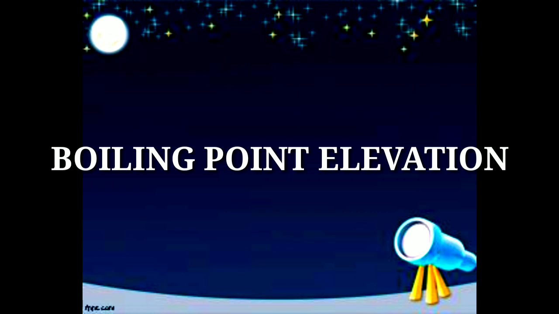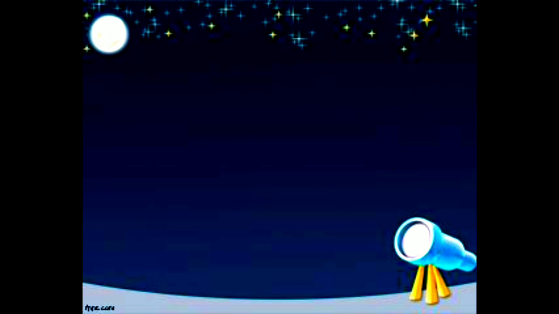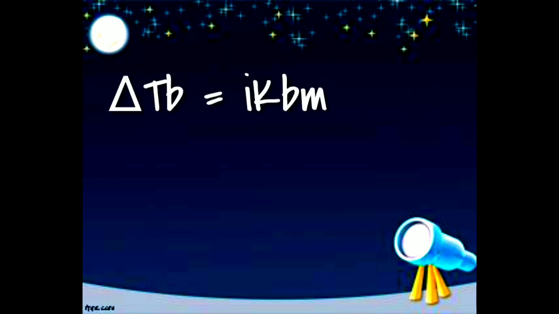Next is the boiling point elevation, which is one of the colligative properties of solutions. Boiling point elevation describes the phenomenon that the boiling point of a liquid will be higher when another compound is added, meaning that a solution has a higher boiling point than a pure solvent. So, in order to find the boiling point elevation, we need this formula. Delta T sub B is equal to i times K sub B times m.